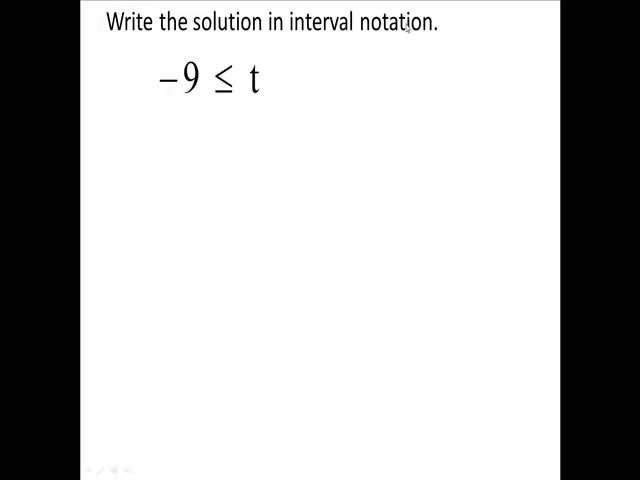Write the solution in interval notation. -9 is less than or equal to t.